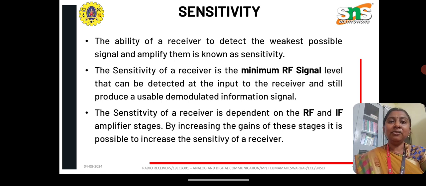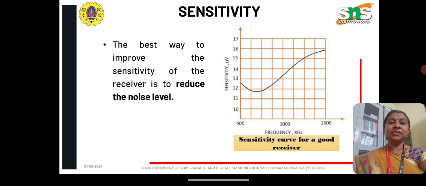The sensitivity of a receiver is dependent on the RF and the IF amplifier stages. By increasing the gains of these stages, it is possible to increase the sensitivity of the receiver. The best way to improve the sensitivity of the receiver is to reduce the noise level. This is the sensitivity curve for a good receiver.